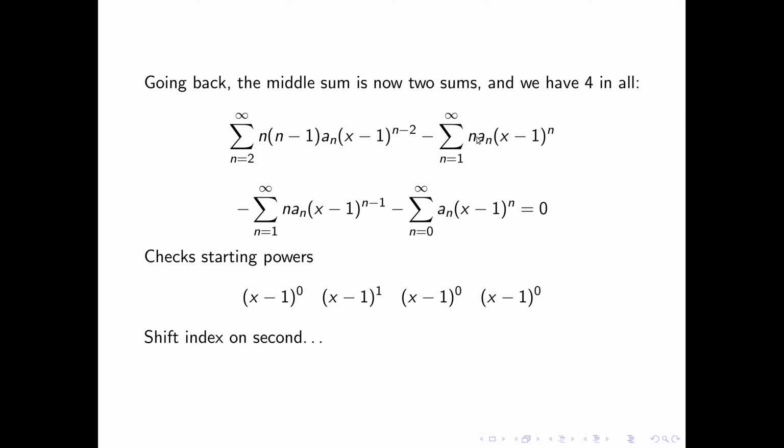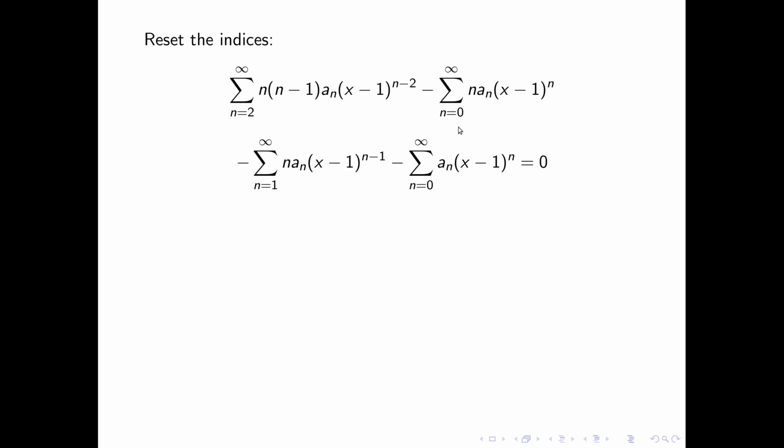Because this is an n here, I can take this from n equals 1 to n equals 0 without changing the sum. So I'm just going to shift that index on the second sum, and now all of my indices start with the right number. And now in this first sum I'm going to make my substitution.